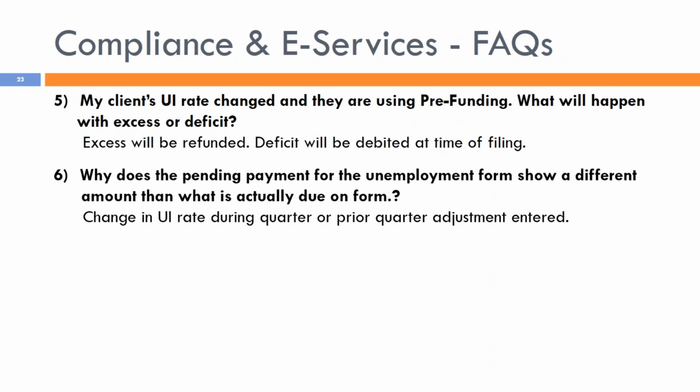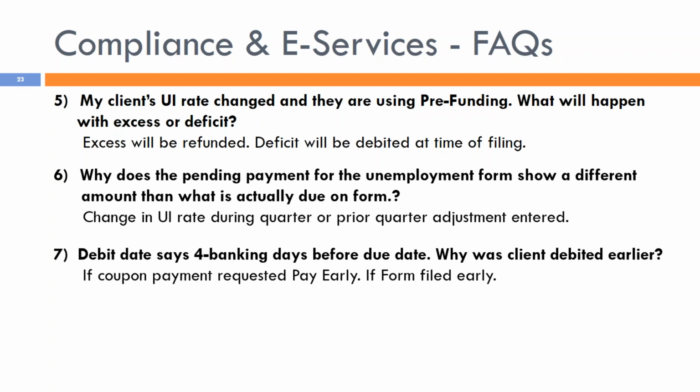Why does the pending payment for the unemployment form show a different amount than what is actually due on the form? Okay, and I can relate this back to the example that I gave you in the beginning, that the rate could change during the quarter. That's one example. Another one is that you have entered a prior quarter adjustment, which we'll see in a few minutes. Those two reasons could be why the balance due on the form could be different than what's in the pending payment screen.